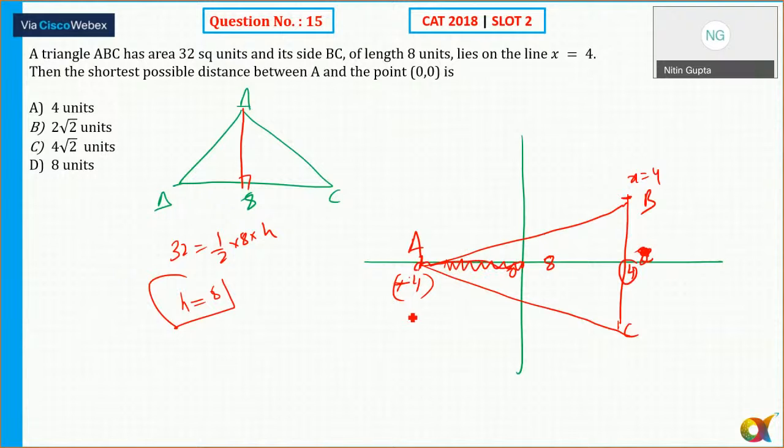Okay. So what is the shortest possible distance here? That will be equal to how much? That is 4 units. So the correct answer for this is equal to 4 units, which is option number A.